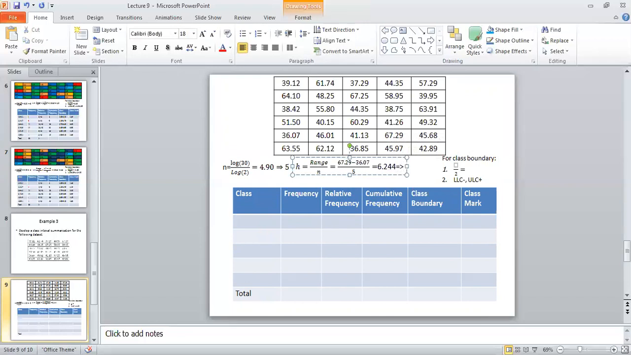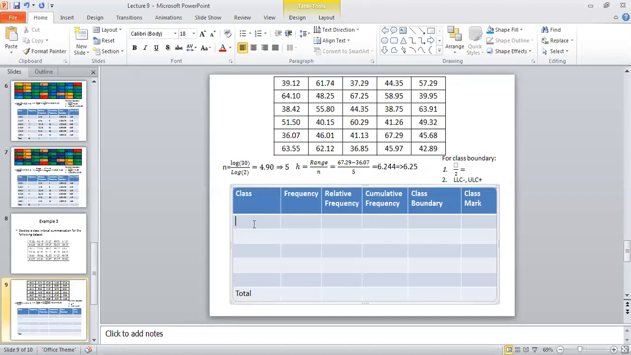So it becomes 6.25, and 6.24 will become our class width. We will neglect this 4, which is written at the third place after the decimal. We are going to completely neglect it, discard it rather. So let's start filling this class interval table so we can better understand things.